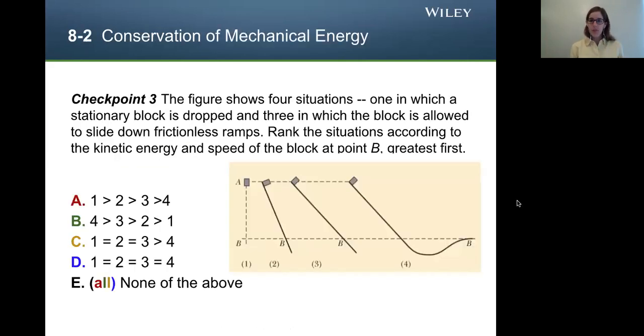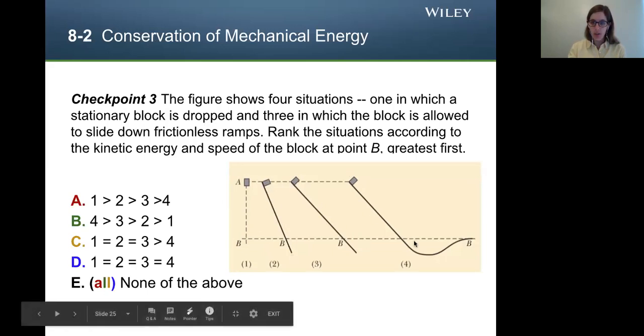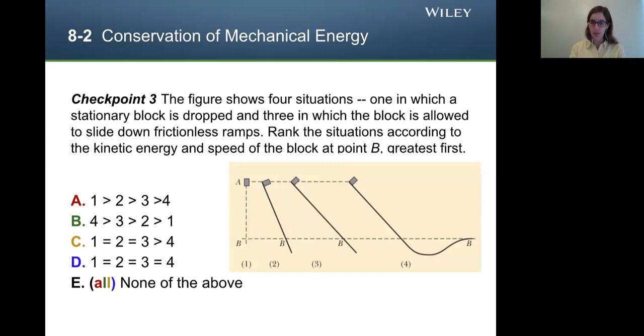So with that principle in mind, we're now going to put this to the test with a checkpoint. It says the figure shows 4 situations, 1 in which a stationary block is dropped, and 3 in which the block is allowed to slide down frictionless ramps. Rank the situations according to the kinetic energy and the speed of the block at point B, greatest first.